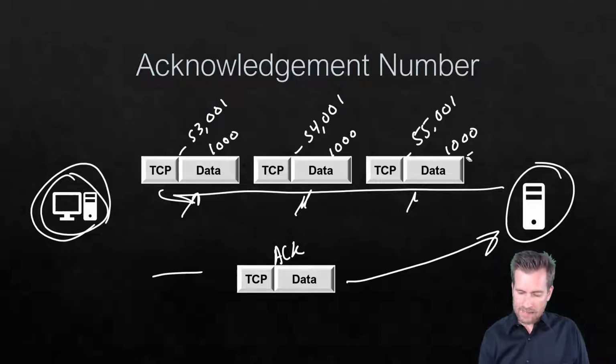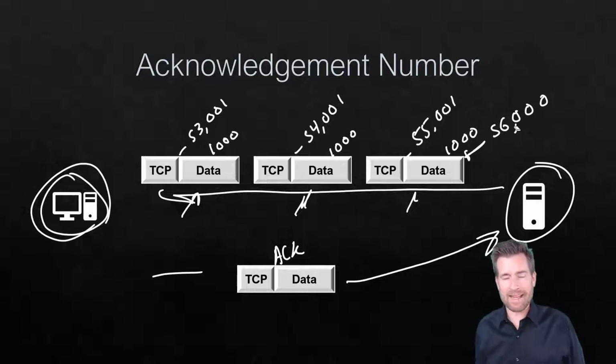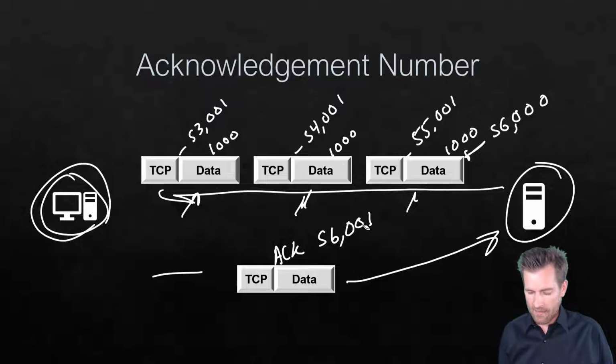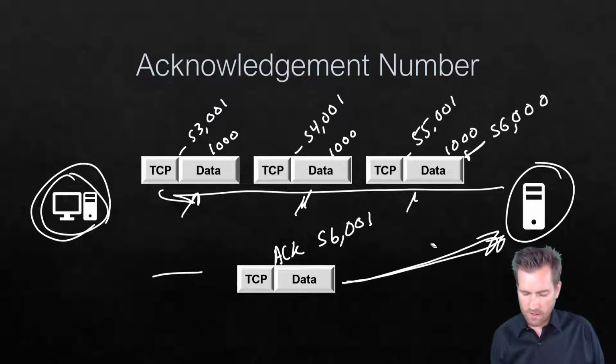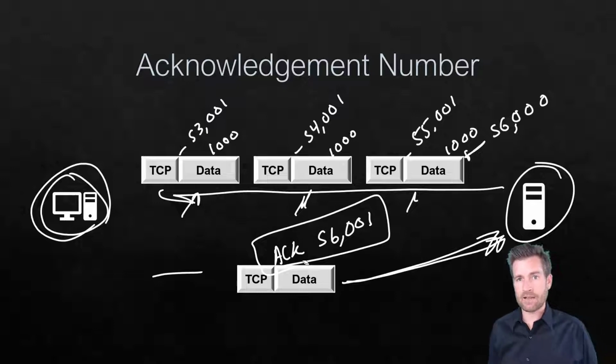So this last segment right here ends with 56,000. So the next byte that it's going to be expecting is 56,001. And then it's going to send that acknowledgement over saying, I'm expecting as a next byte 56,001.